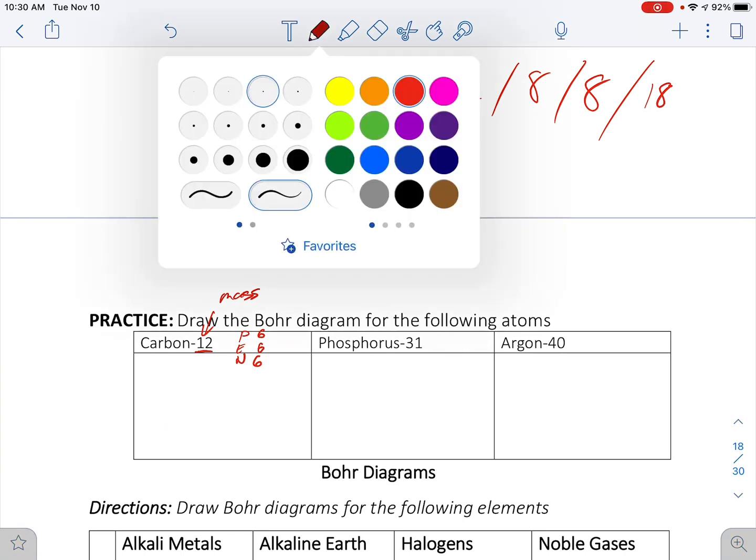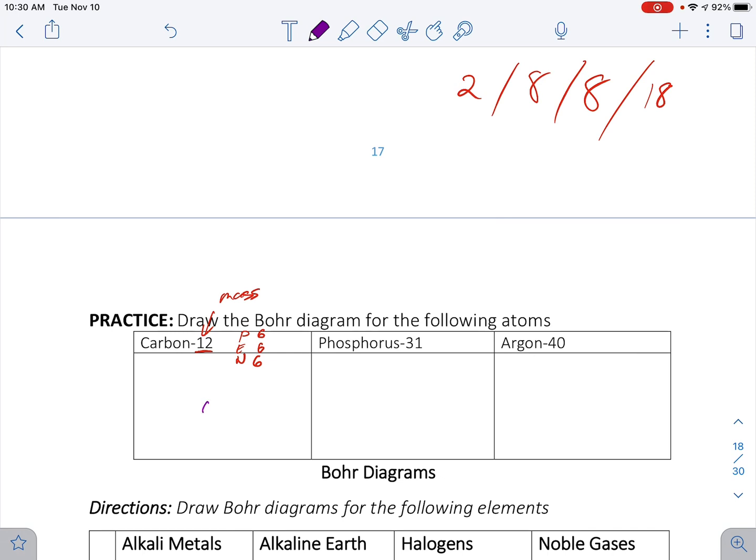So we'll just change colors again. We're gonna go 6p, 6n, and then do our circle. Try to draw it nicely. And then we start filling our electrons. So the first shell can only hold 2 electrons. Please keep that straight. So I'm going to draw my 2 electrons, 1, 2, and then I need another shell to fill the next electrons.